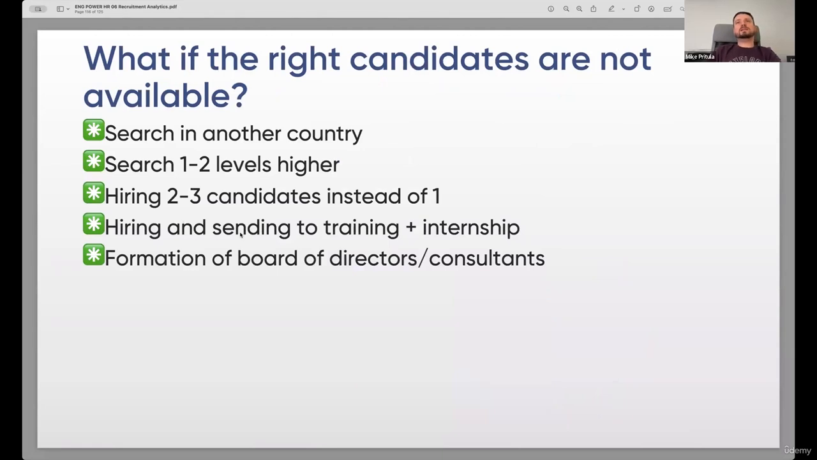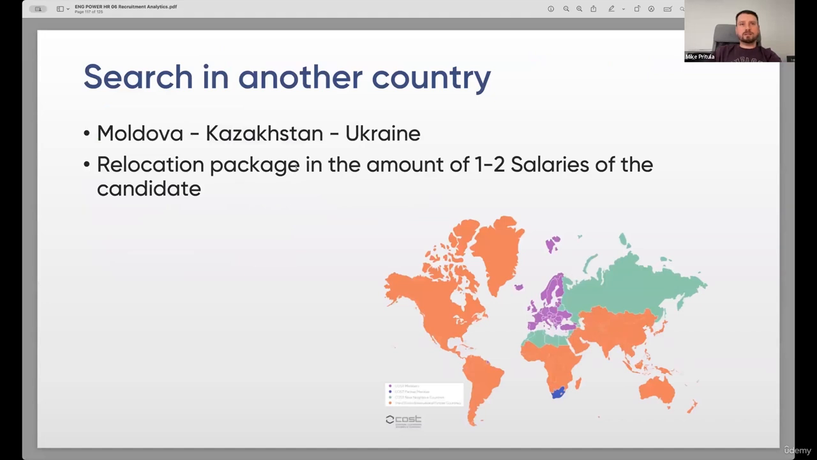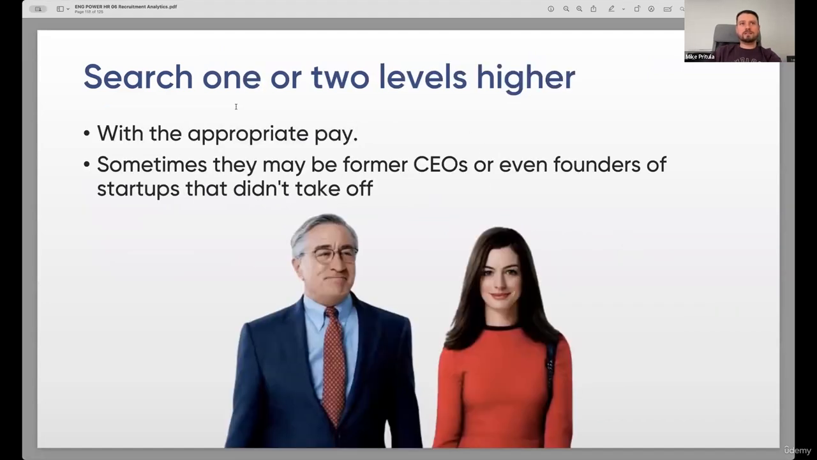What if the right candidates are not available? Search in another country, search one or two levels higher. You may want to hire two or three candidates instead of one. You may hire a candidate and send them to training, or you may create a board of directors or consultants to fill the competency gap. Search in another country, right? So you search in neighboring countries.